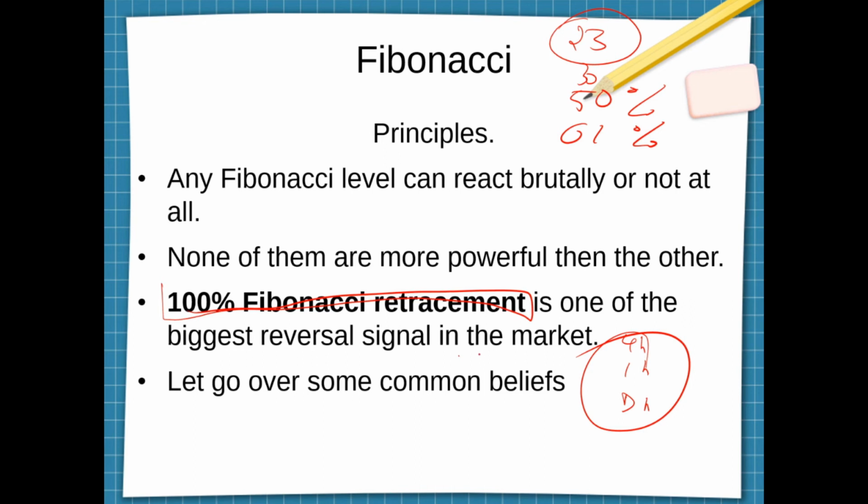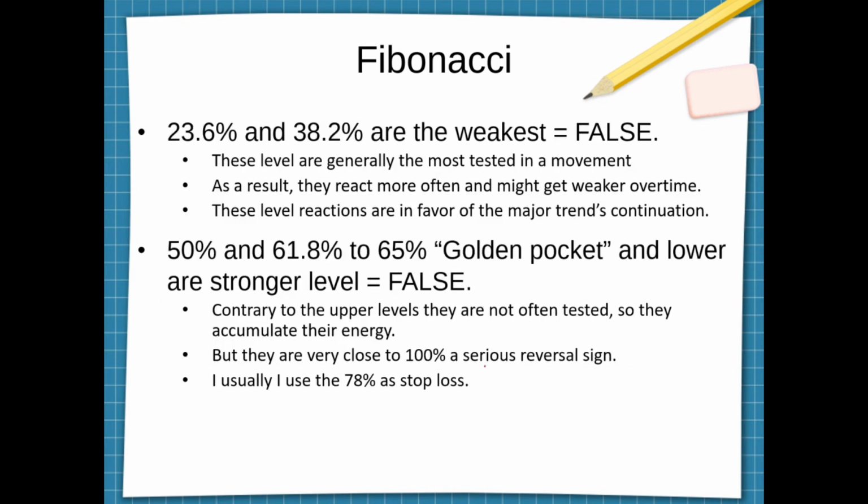Okay? Now, let's go over some common beliefs. 23%, 28%, they are the weakest. That's not true. Any level can be strong in the Fibonacci levels. All of them. Now, these levels are generally the most tested, I'll give you that, in the movement. And as a result, they react more often and might get weaker over time.